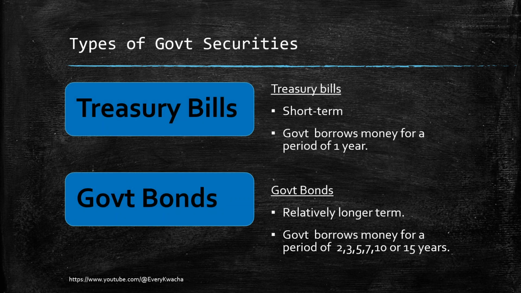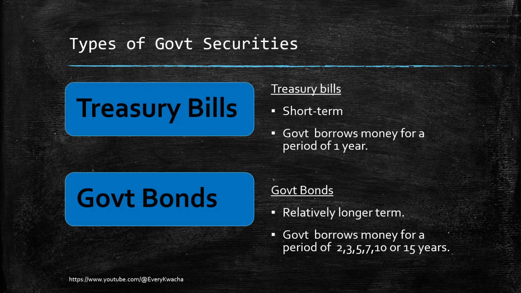So there are two types of government securities, treasury bills and government bonds. They differ in term and also in the way the interest payable is calculated. So treasury bills are short-term instruments. The government uses treasury bills to borrow money from investors for a period of 1 year. So they borrow money from you, and after 1 year they pay you back.